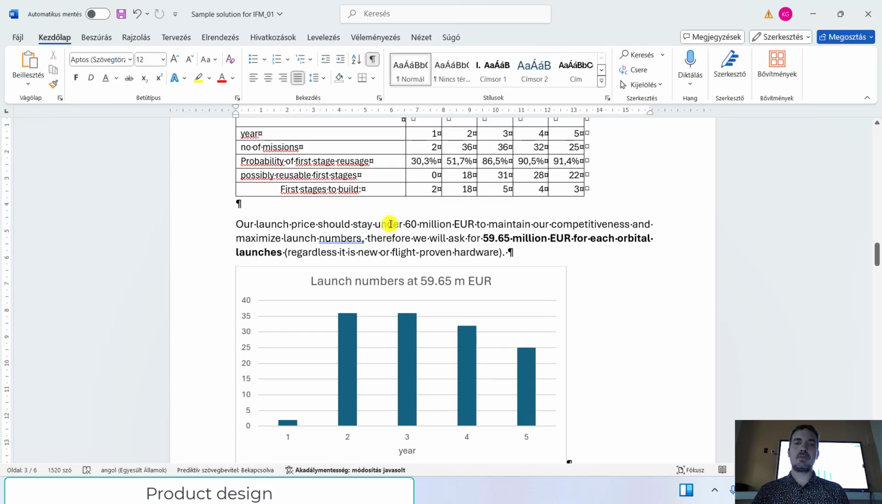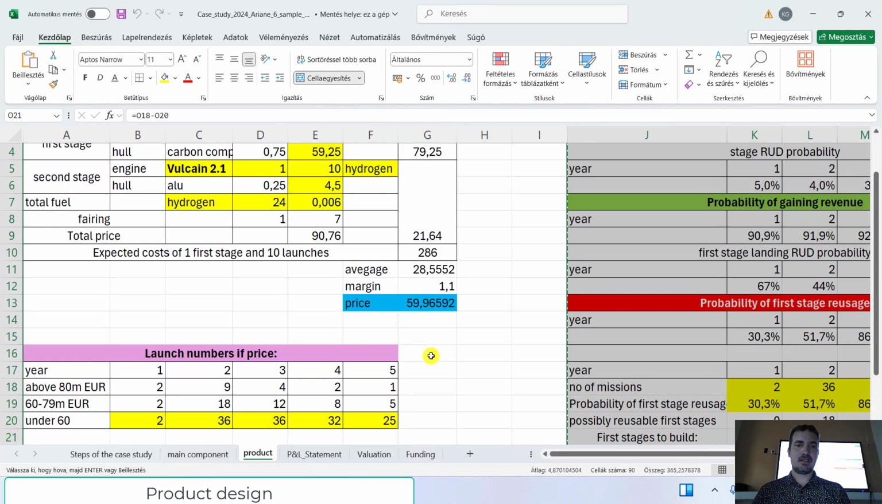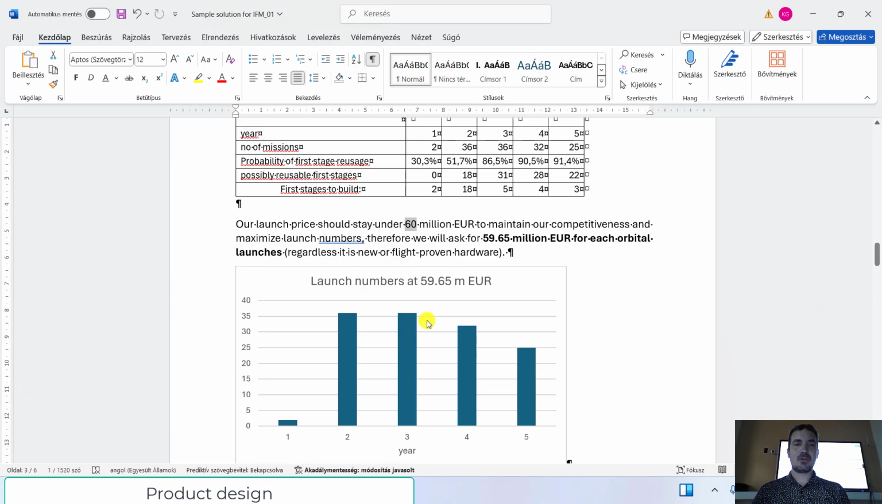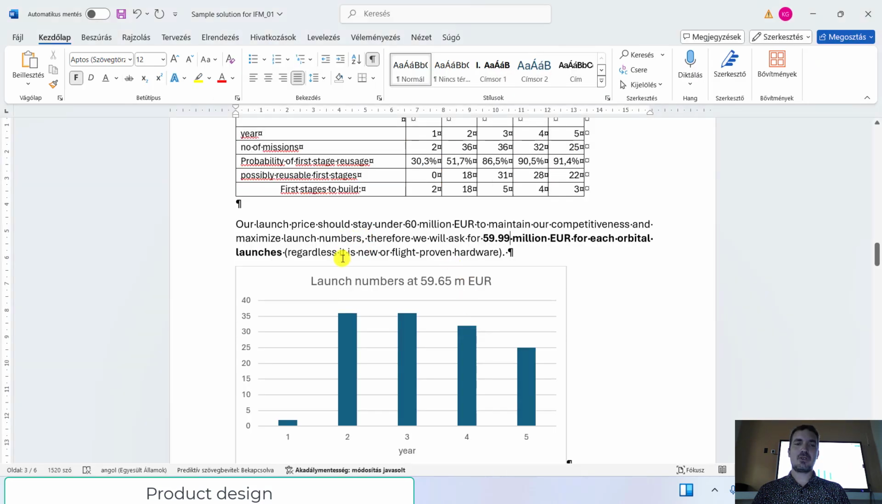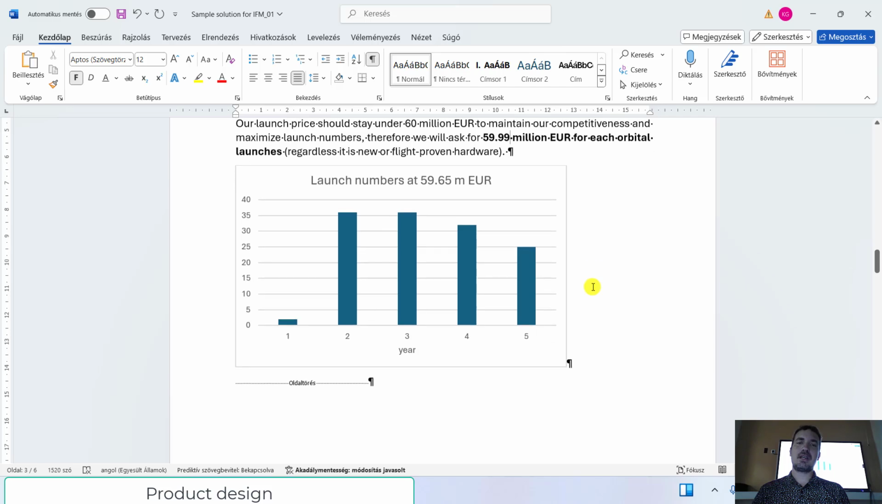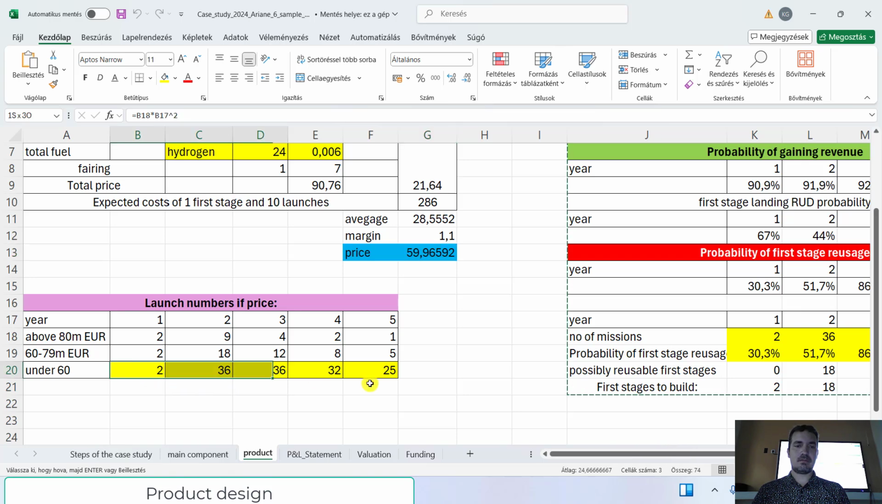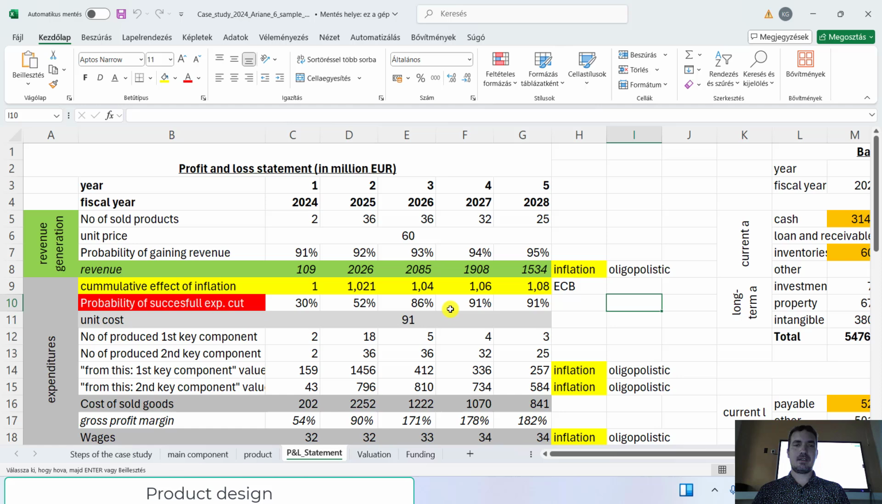Okay, our launch price should be under... No, it's not under. Ah, it's under. Oh, sorry. It should be under this level, so then competitiveness on the large market, so we will ask 59.99 millions for each orbital launch, regardless of whether it's new or flight-proven hardware. And still, I don't have to modify this graph here because it has the same number, so it's good.